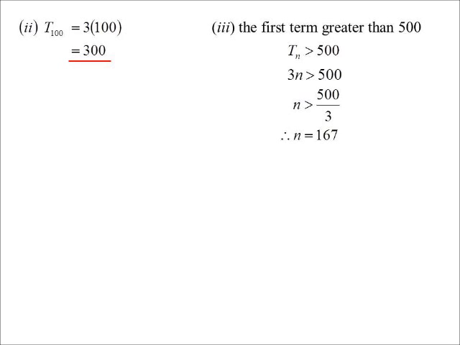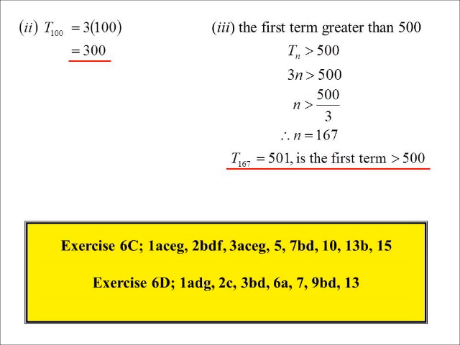Always interesting, how would you answer this one? Because it says, what's the first term greater than 500? Do you say, it's the 167th term, or do you actually write the number down? I tend to put both just to hedge my bets there. So, well, yes, it's the 167th term, which is 501. That would be the first one bigger than 500. So a quick little recap there.